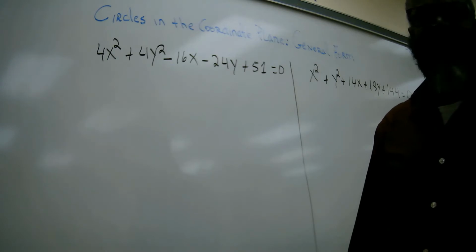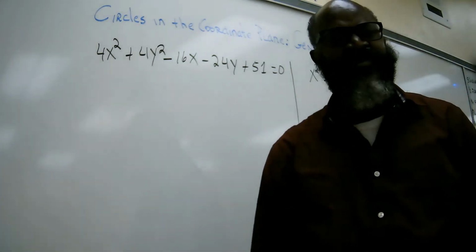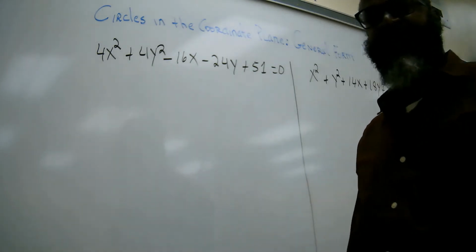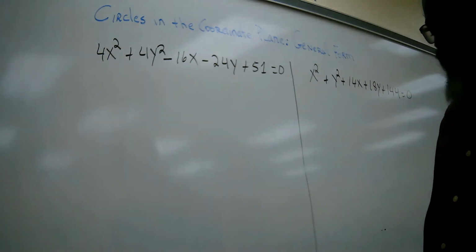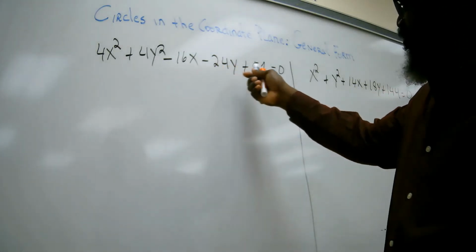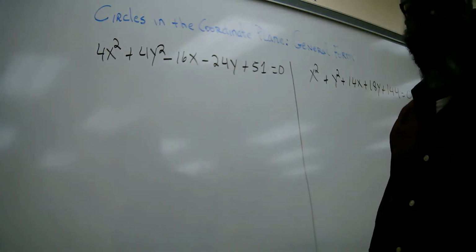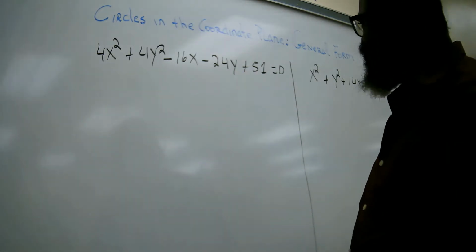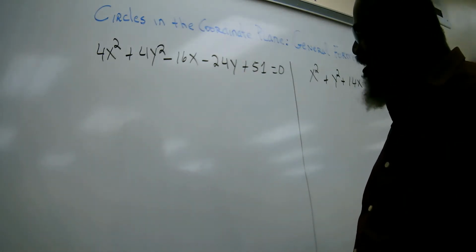And remember, in order to use the completing the square method, your leading coefficient must be 1. If it's not 1, you have to factor. So that's what we're going to do. In this case, we have this equation of a circle, which is in general form. Our goal is to translate it into standard form.